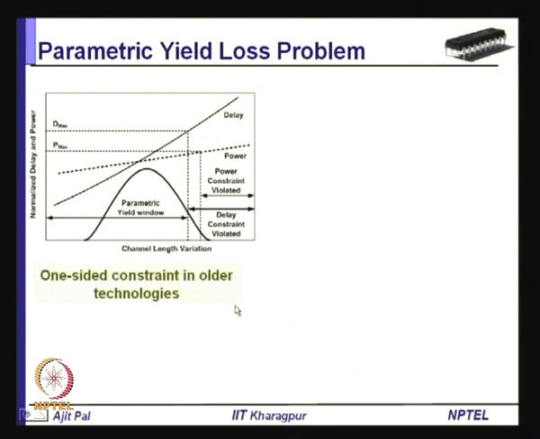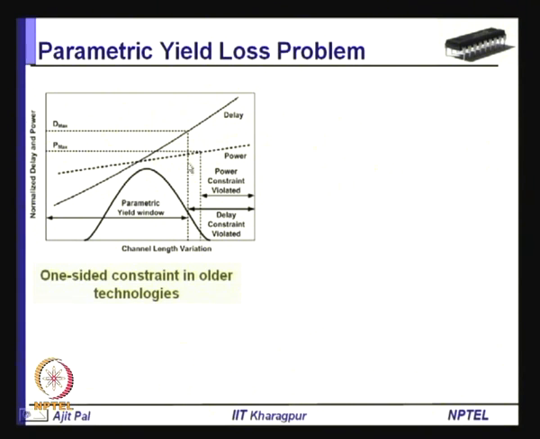And you can see the parametric yield loss problem can be represented by this diagram. Here is the channel length variation, as I have already mentioned, the channel length variation is the maximum. So, you can see as the channel length varies, how the delay and power are changing. In the earlier generations, the leakage current was insignificant, and as a consequence the power dissipation was primarily the dynamic power. As the channel length increases, the capacitance increases and also delay increases, as you can see in the earlier generation technologies. So, the power dissipation increases because of the increase in capacitance. That means both the delay and power increase as the channel length increases.